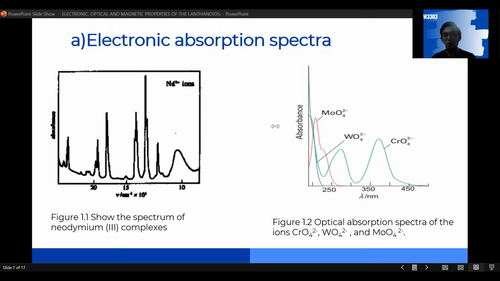Unlike the transition metal complexes, the crystal or ligand field effects for the lanthanide 4f orbitals are virtually insignificant due to the extensive shielding of the 4f electrons by the 5s and 5p orbitals. Thus, the f-f absorption bands are very sharp and the optical spectra are virtually independent of environment. So I will pass to the next presenter.